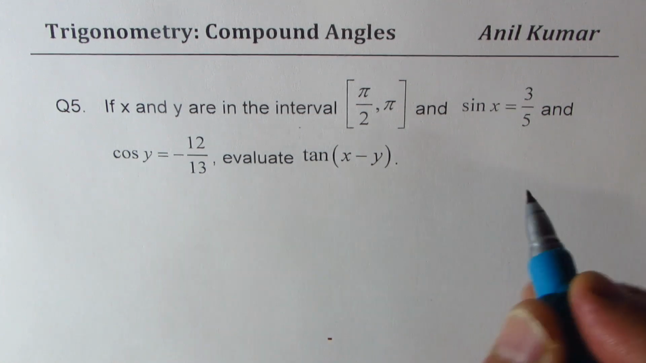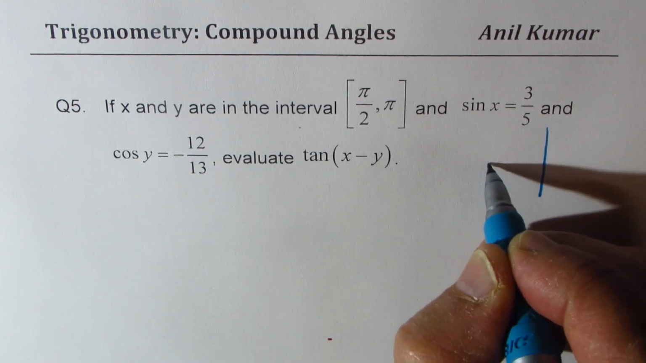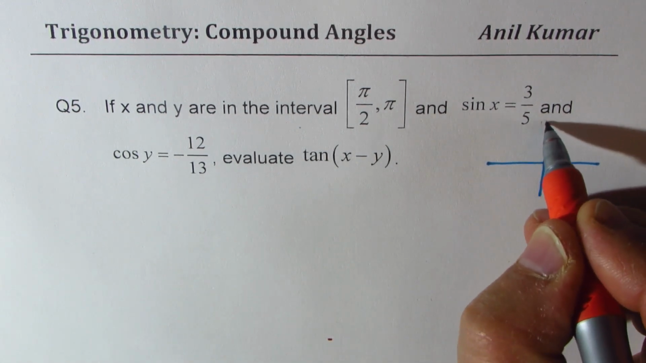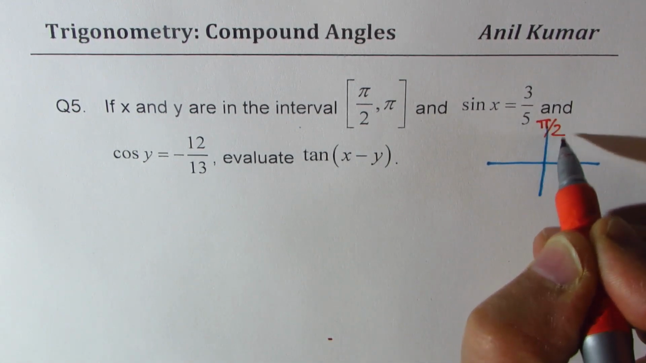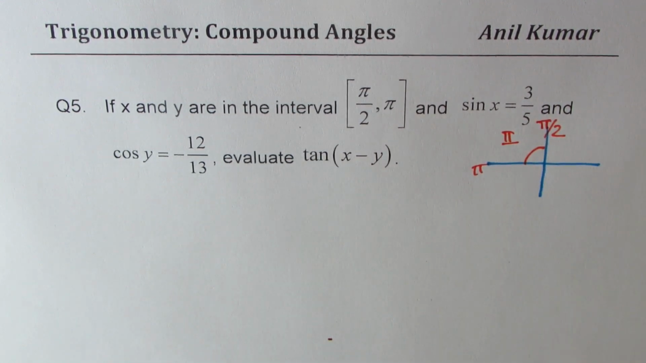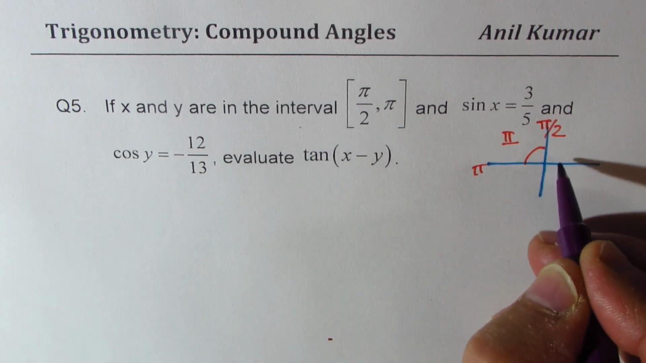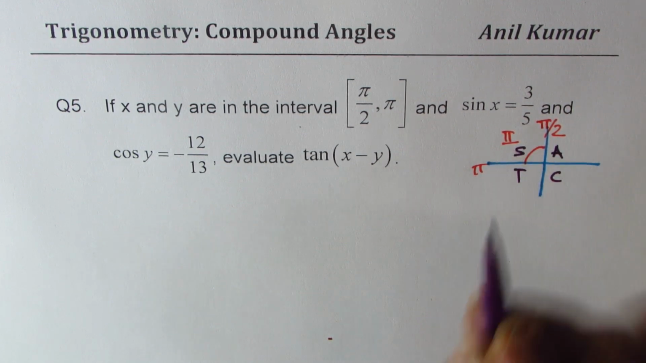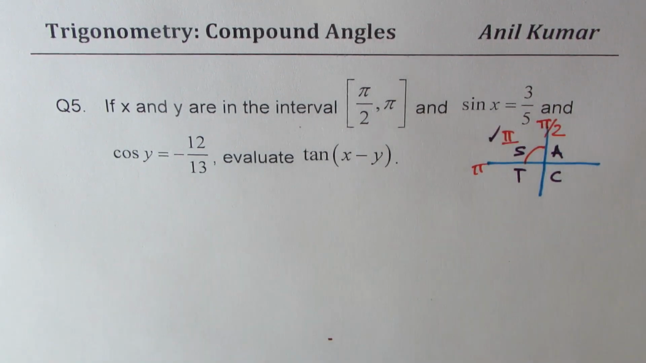Now remember, we are in quadrant 2. When I say that the interval is from pi by 2 to pi, it means we are in quadrant 2, correct? In quadrant 2, only sine is positive, right? Only sine is positive in quadrant 2. That is to be remembered.